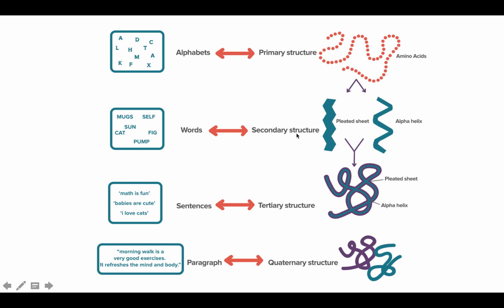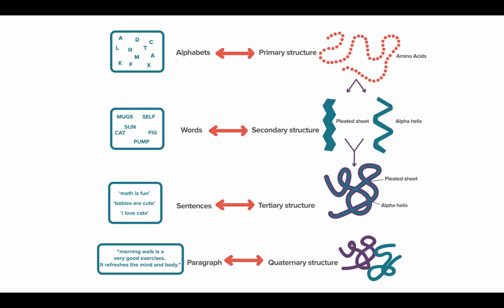But the secondary structure, that chain starts to get folded into pleated sheets or into alpha helixes, okay? And that's kind of like words. You can sometimes communicate things with words, just words on their own, but again, it's not enough. It's not efficient enough, I should say. So now we take a look at tertiary structures. We take those alpha helixes and we fold them on themselves. Now we start to get sentences. Math is fun. Babies are cute. I love cats. It's a bit rudimentary, but you are communicating thoughts.